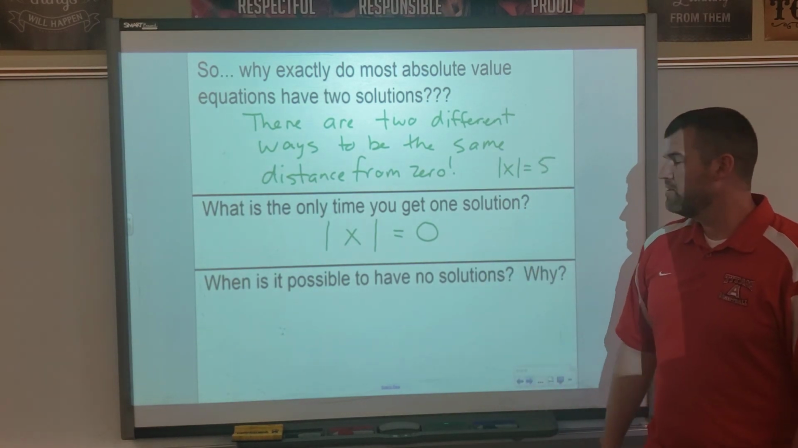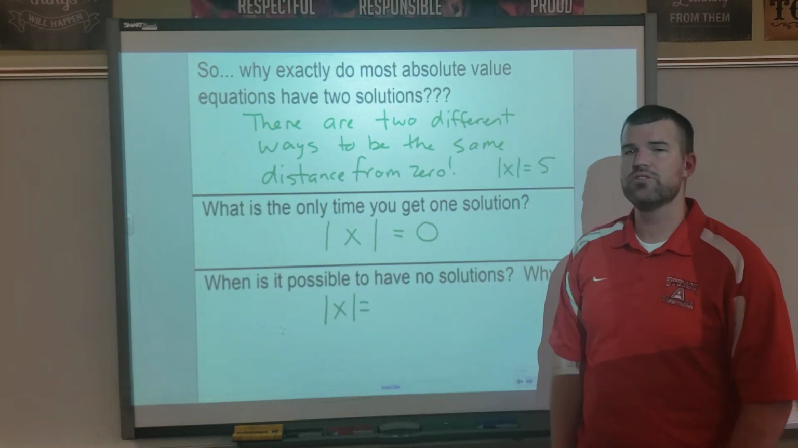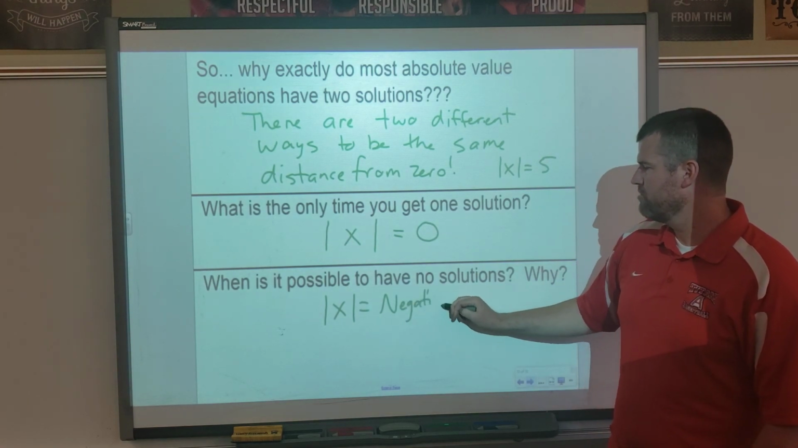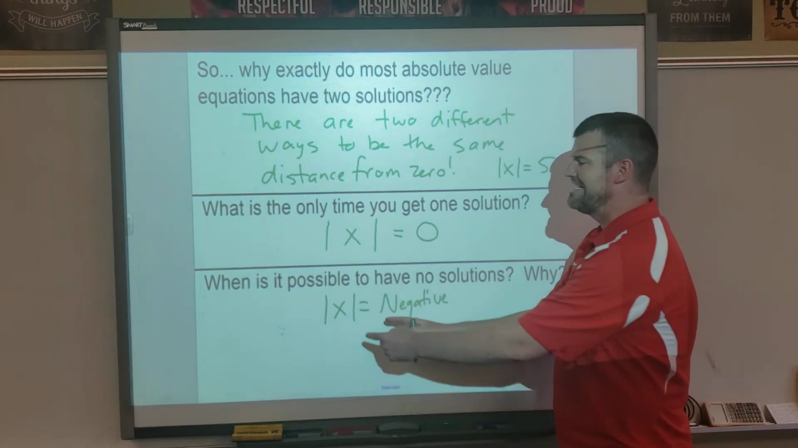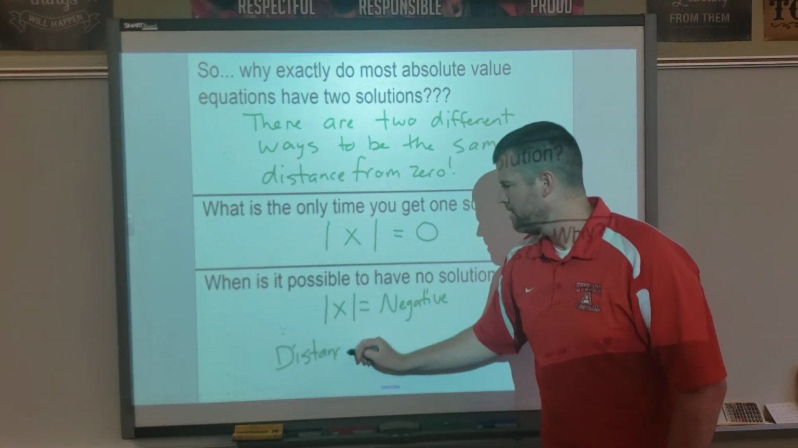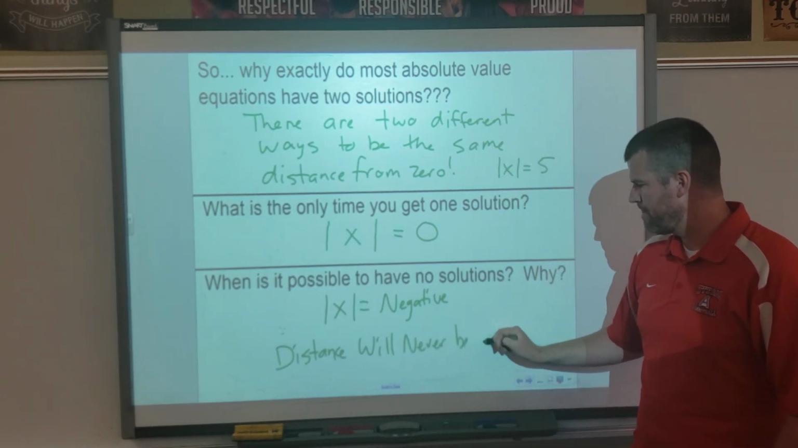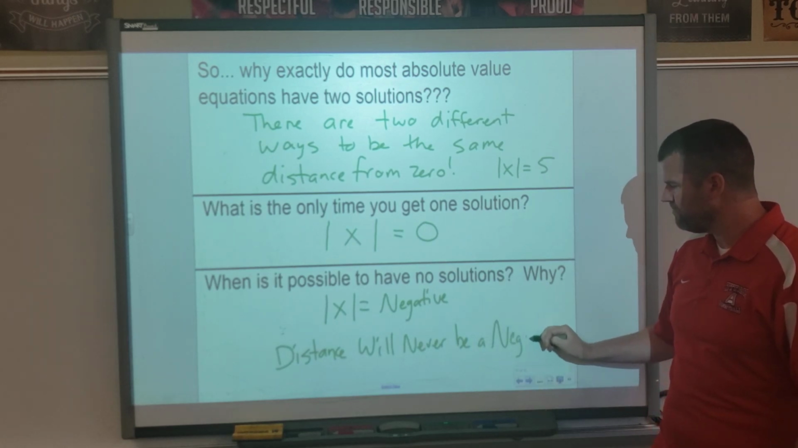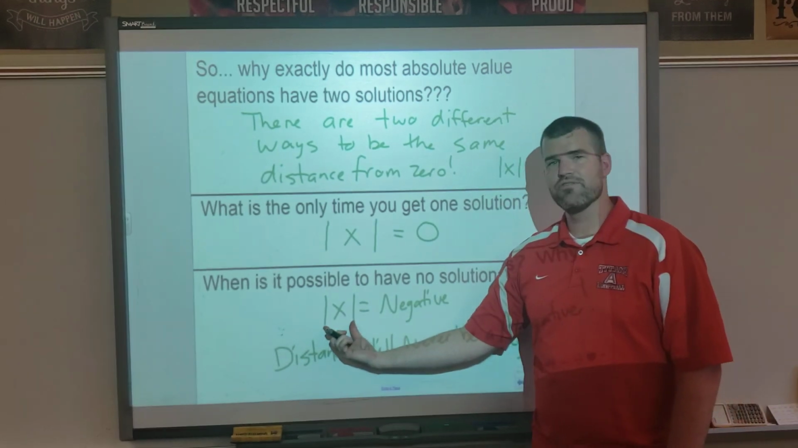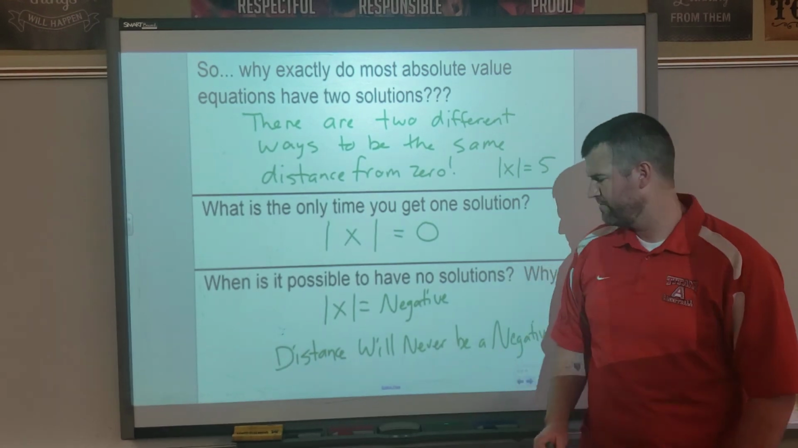And then when do you get no solutions? Well, that's if our absolute value is equal to a negative. And why would we get no solutions? Because our distance will never be negative. Right? Our absolute value is our distance from 0. Our distance will never be negative because distance is a positive quantity.